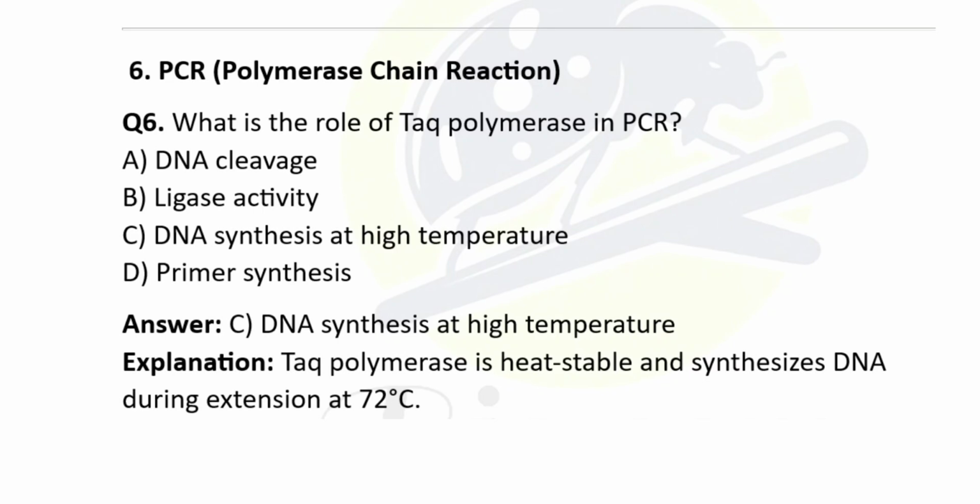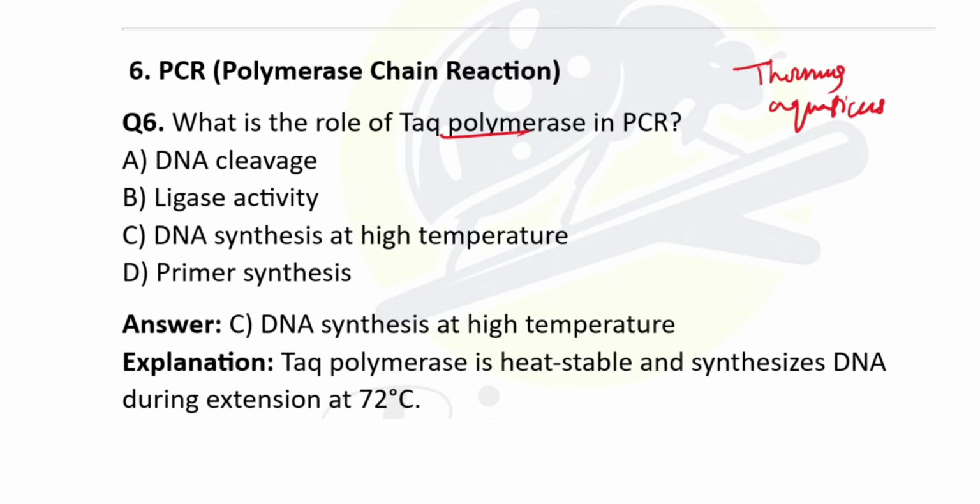Now next question, PCR related. What is the role of Taq polymerase in PCR? So Taq polymerase is what? It is a thermostable DNA polymerase that is crucial for PCR. It is derived from the bacteria Thermus aquaticus. So this is a thermostable DNA polymerase which is very much needed for PCR.